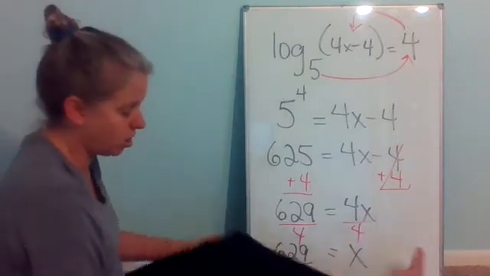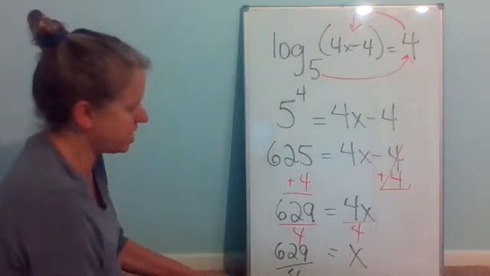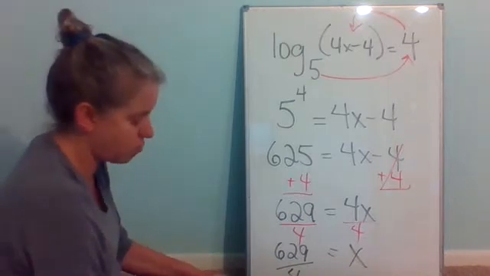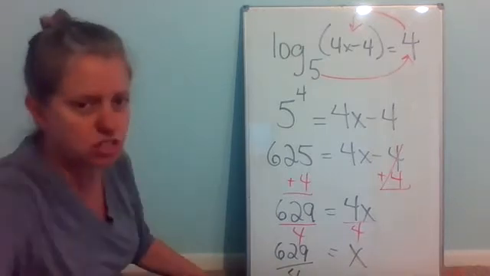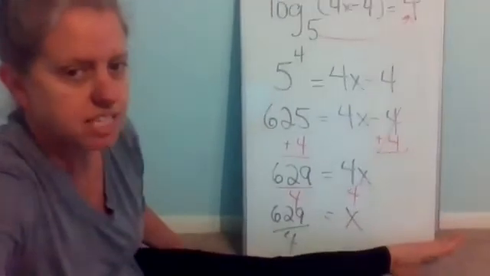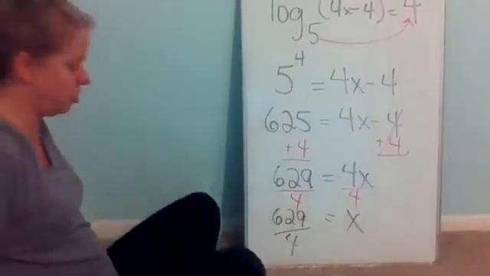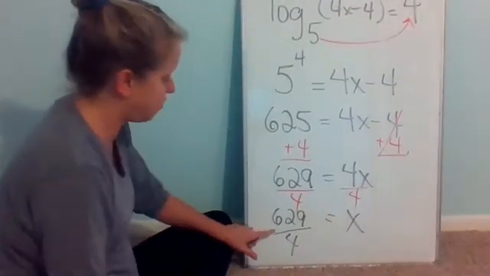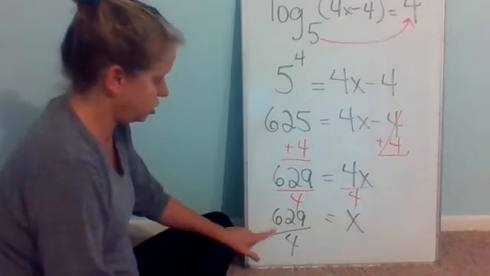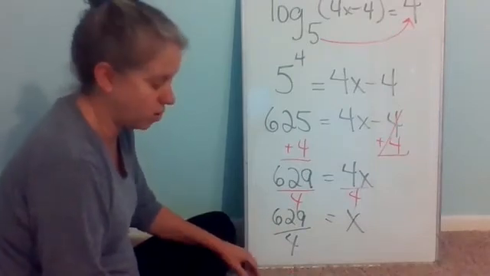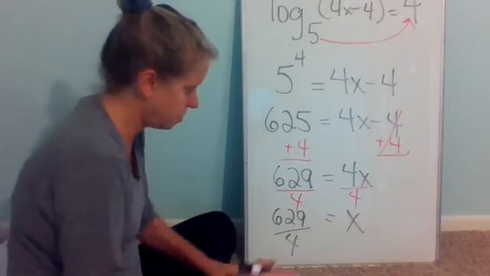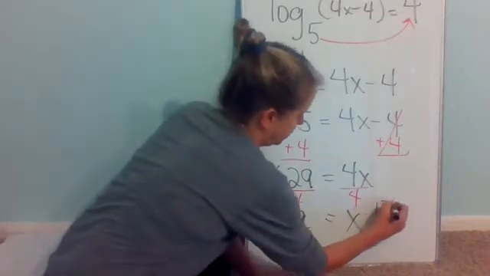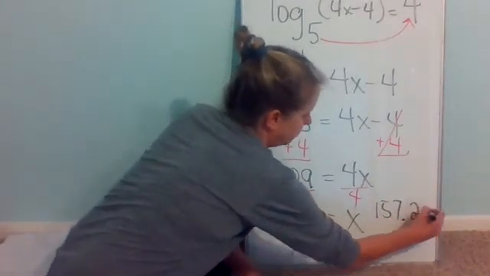629 over 4, and for some reason in the answer sheet it writes this as a decimal answer. I don't know why it wouldn't take 629 over 4, but if it does make you write it as a decimal, then just do 629 divided by 4 and write it as a decimal, which just gives you 157.25.